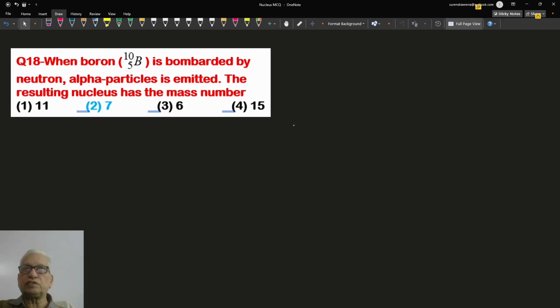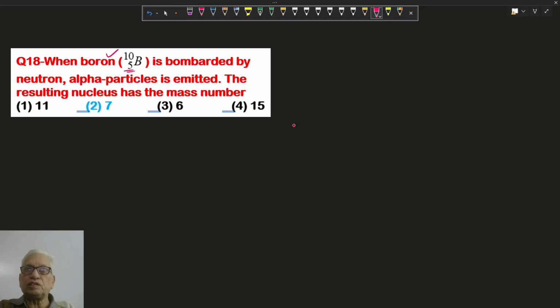In this question, boron is bombarded with a neutron. An alpha particle, a helium nucleus, is emitted and a resulting nucleus is formed. We have to find out the mass number of the resulting nucleus. So it is a simple question. Here we know boron and the neutron. The result here is a helium nucleus plus a daughter nucleus. We do not know it, so we have to find out the mass number of the daughter nucleus.